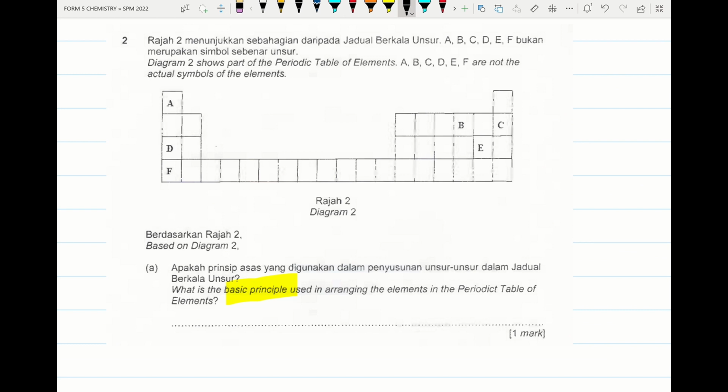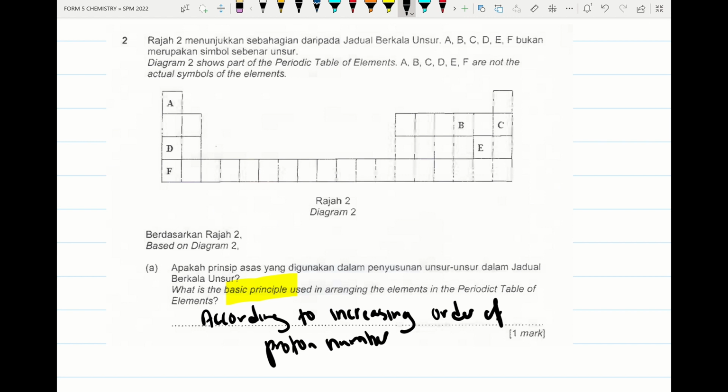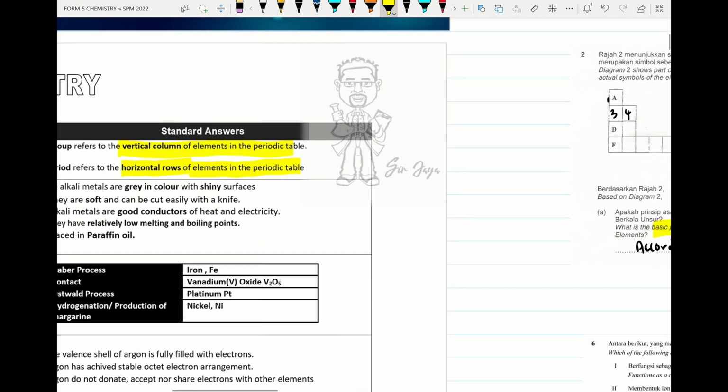So please remember the elements in the periodic table are arranged according to increasing order of proton number. For example, let's say we want to find the proton number of B, so we try to find the proton number, A, 1, 2, 3, 4, 5, 6, 7, 8. The proton number of B is 8. From here we try to do the electron arrangement, 2.6. Alright, so please remember elements in the periodic table are arranged according to increasing order of proton number. Alright, so we move to the next question.